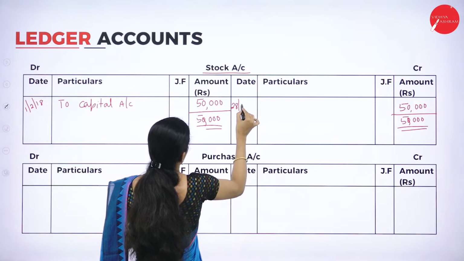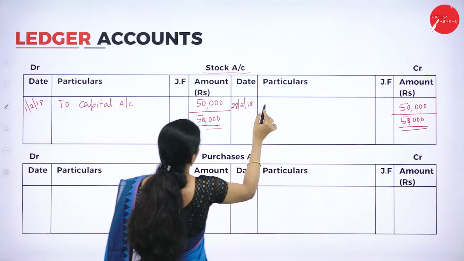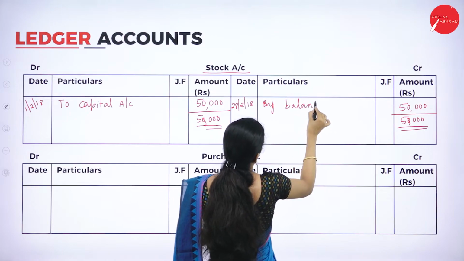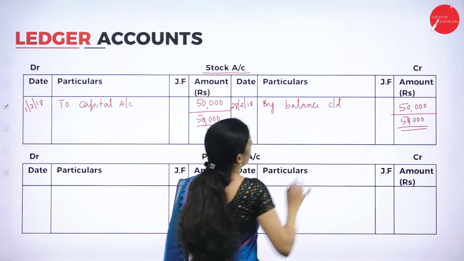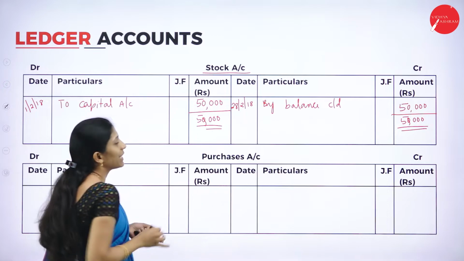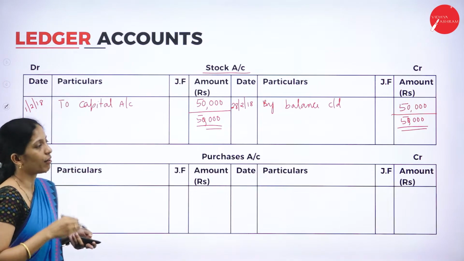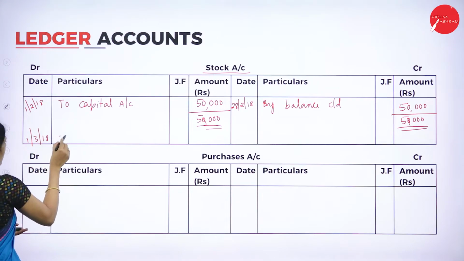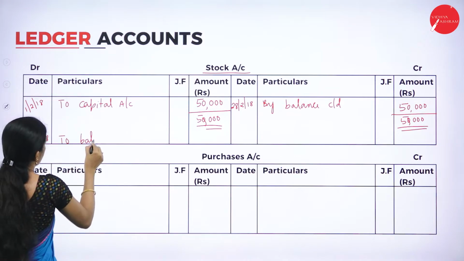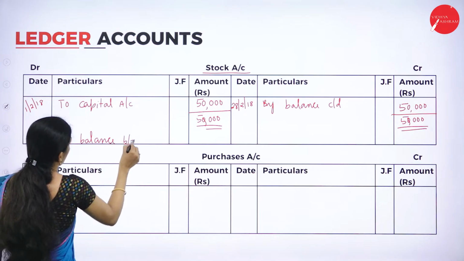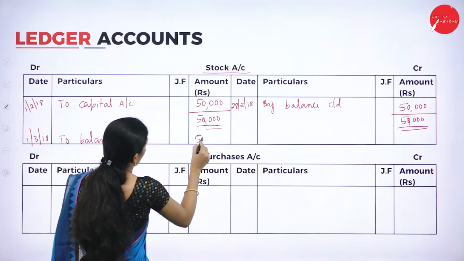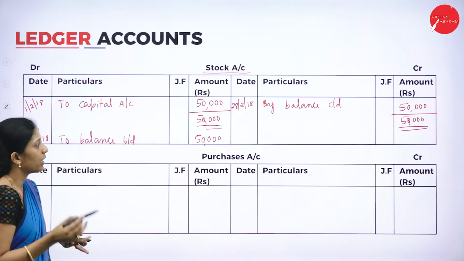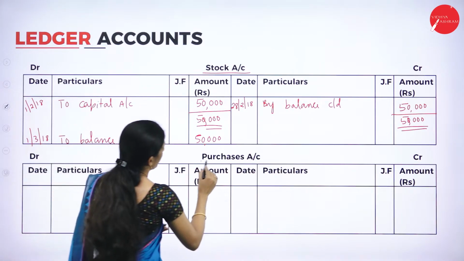That is 28/2/2018 by balance carried down. How much? 50,000. So whatever the balance you have carried down, bring down the balance at the beginning of next month. It is 1/3/2018 to balance brought down. How much? 50,000. So we are done with the stock account. Now come to the next account, that is purchases account.